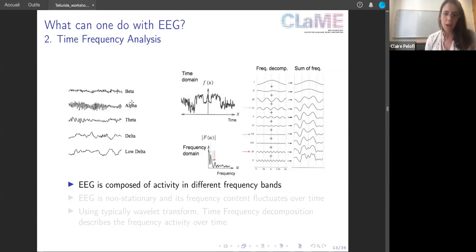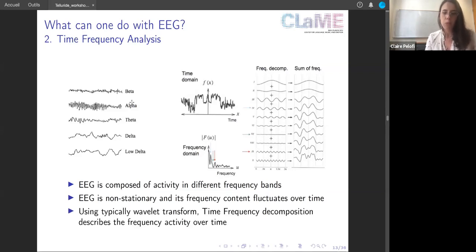So EEG is composed of activity in different frequency bands, and this activity in frequency bands is non-stationary, so it fluctuates over time. And what you can do, typically using a wavelet transform, is decompose the signal into a time frequency analysis that is going to describe the activity of these frequencies over time.